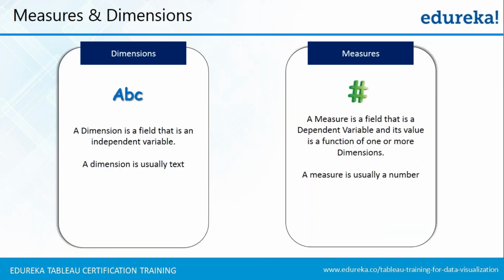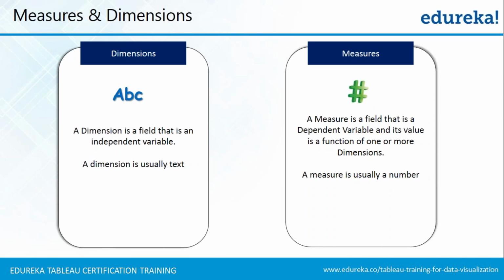So what is a dimension? A dimension is a field that is an independent variable. It is used to add more levels of detail onto your data, and it is usually text. So whenever your data source detects a field that is only filled with text, it will auto-detect it as a dimension, and if there are numbers, it will auto-detect them as measures.